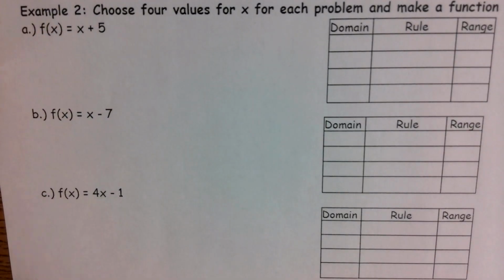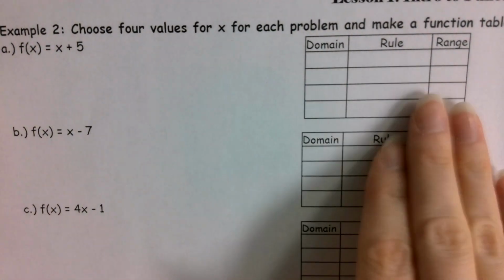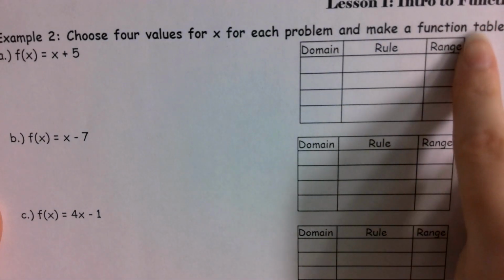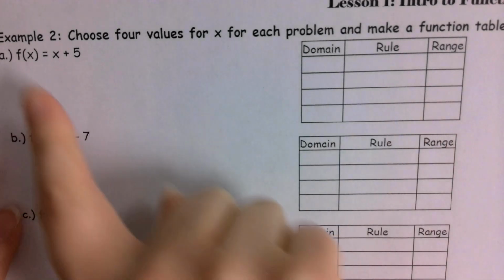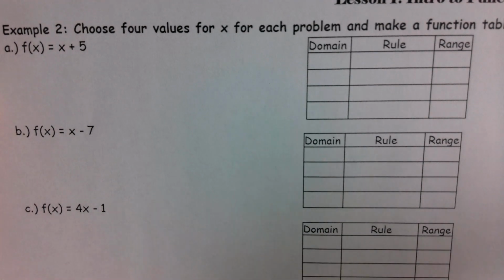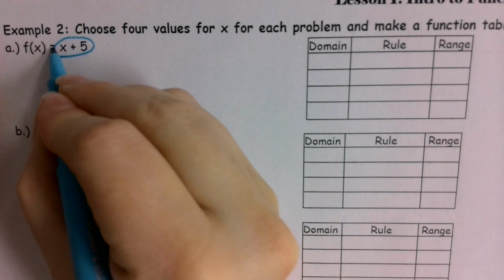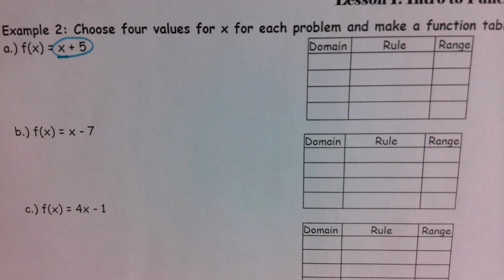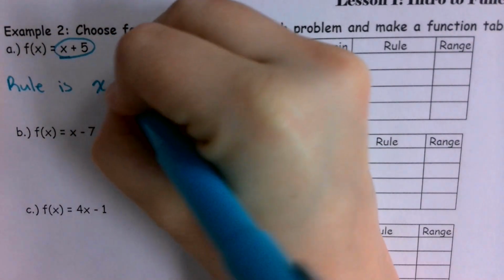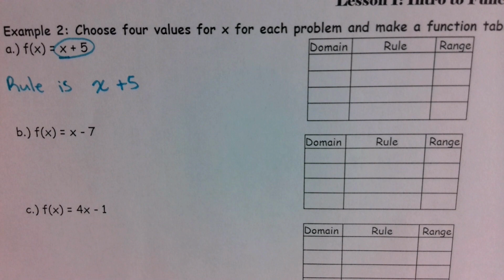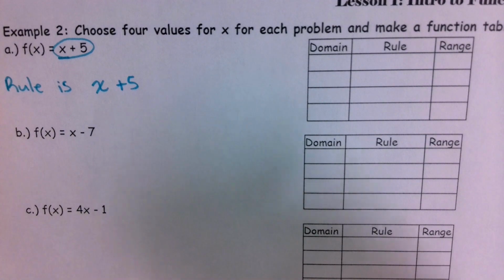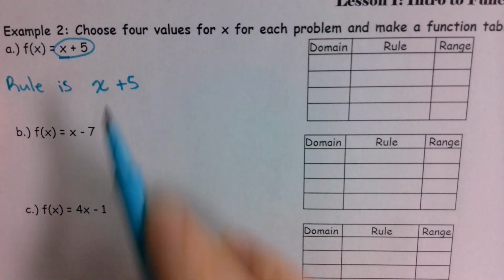So for here, we're filling out these function tables. Your function table indicates the domain, the rule that's being applied, and then the range that you receive. So when we're looking at these functions that are given to us, the rules are basically the expressions. So the rule in this case is x plus 5. That means when we fill out our rule for our function table, we're replacing the x with whatever the domain is going to be.